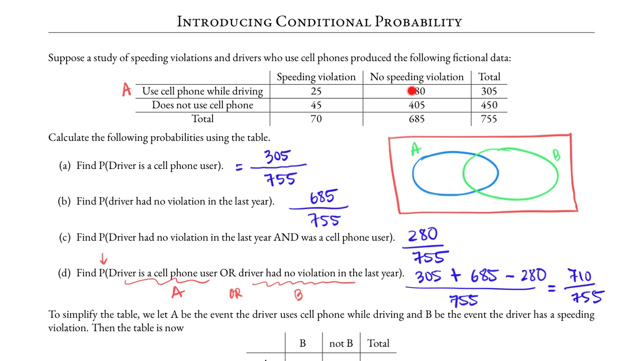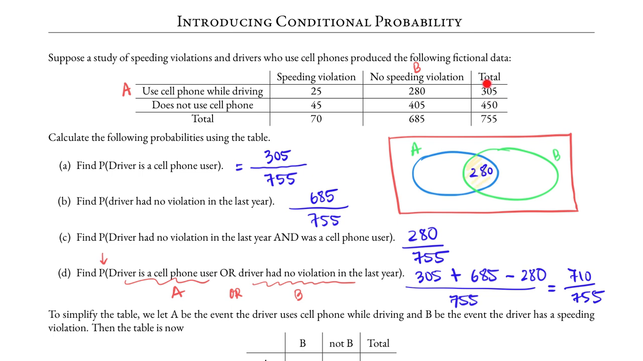And A and B have something in common, and that is the 280 who used a cell phone while driving and had no speeding violation. When we took 305, which is the entire circle A, plus 685, which is the entire circle B, we included the intersection, the part that they have in common, twice. And that is why we need to subtract 280 to get rid of the part that we double counted. The intersection, or the part that they have in common, is 280.